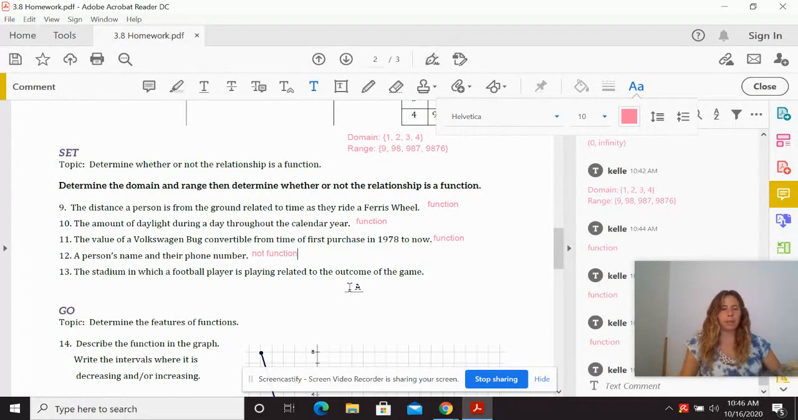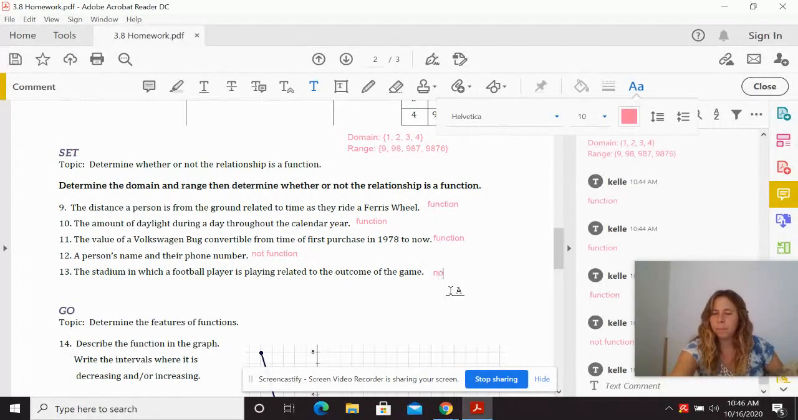The stadium in which a football player is playing related to the outcome of a game. It's not a function. How do I explain why? Let me get back to you on that one. It's not a function. Maybe one of you can come up with a good explanation for why it's not a function. I can't think of a good way to explain it.